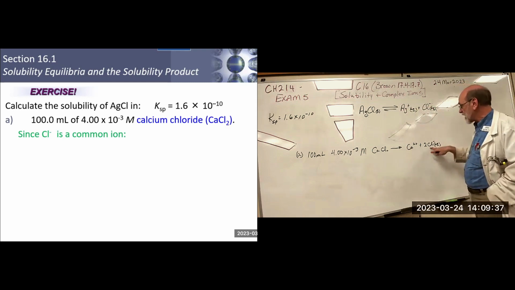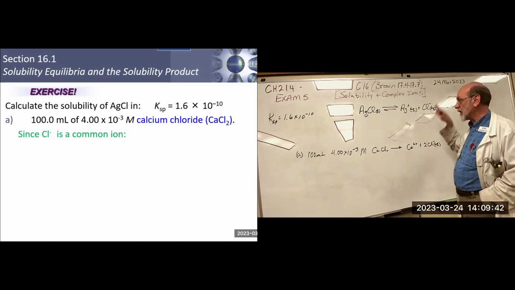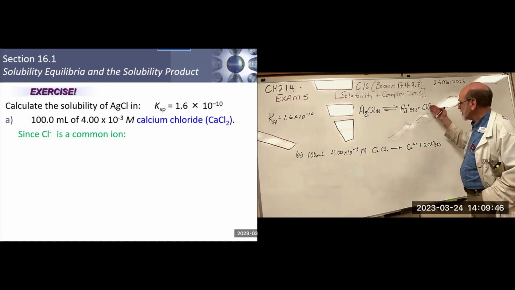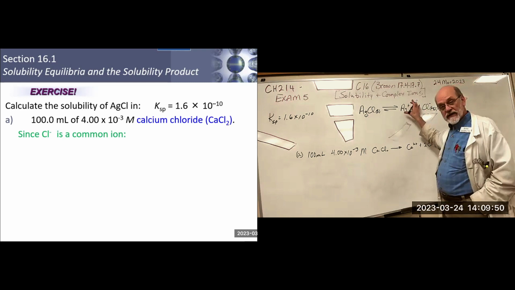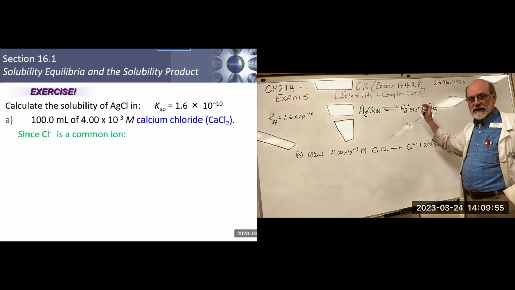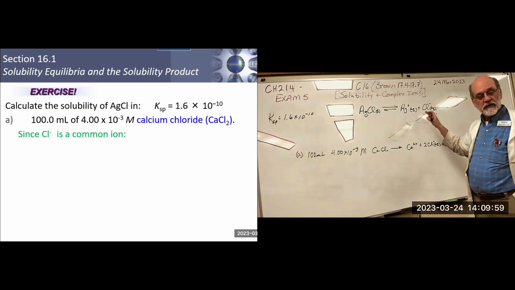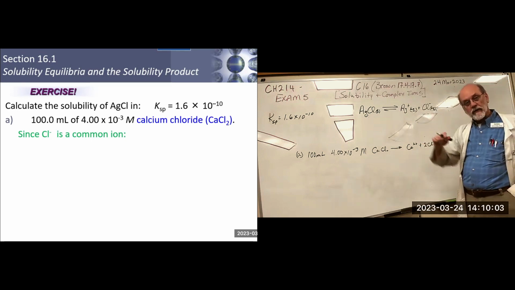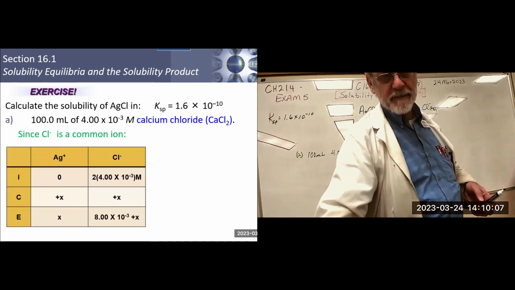Okay? Since it's common, if there are already chloride ions in solution, when you try to put silver chloride into it, you've already got some of these here. So while you don't have any silver there, and the equilibrium will shift to the right a little bit, it won't shift as much as it would with pure water. So the solubility should, qualitatively speaking, go down because of that common ion effect, right?